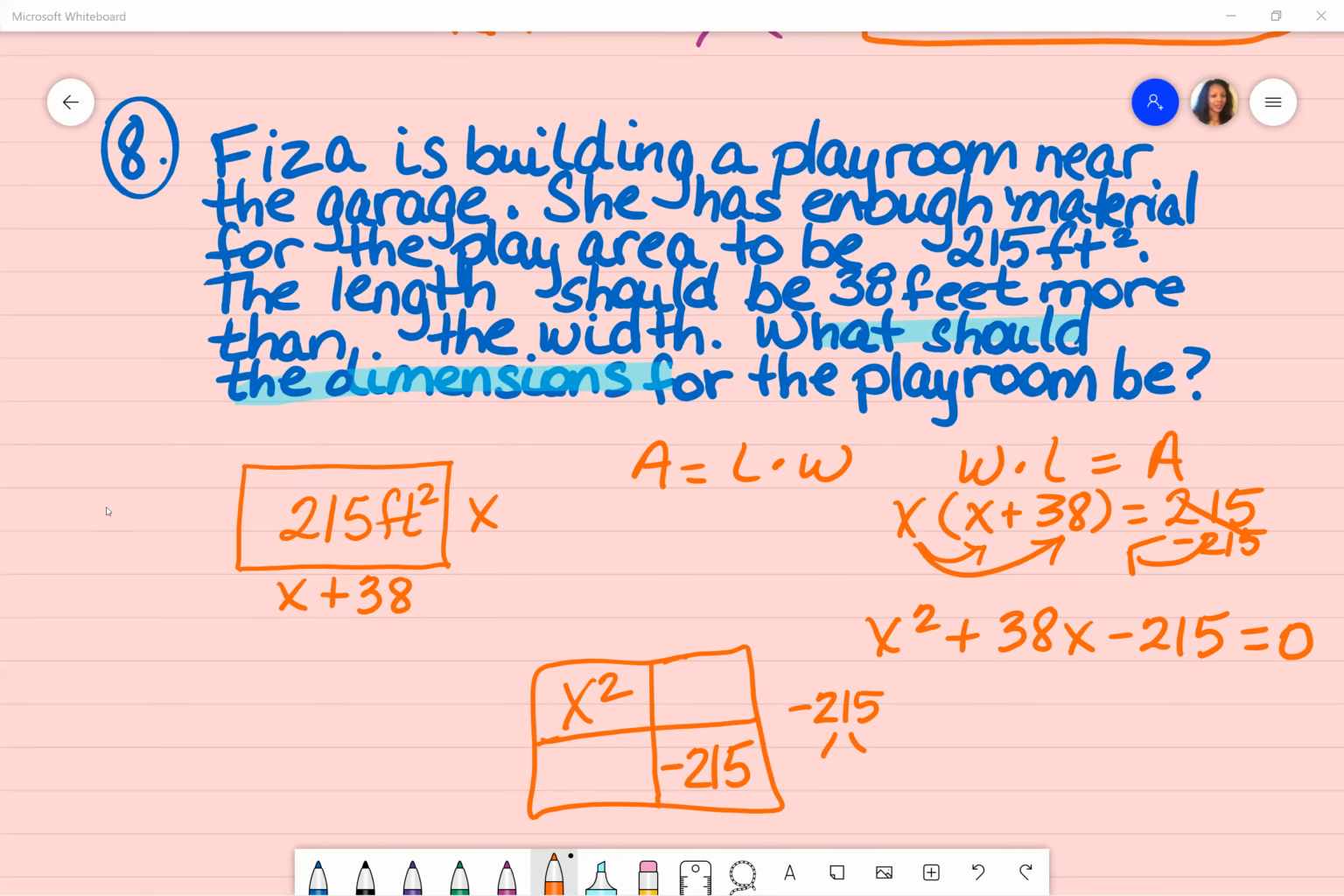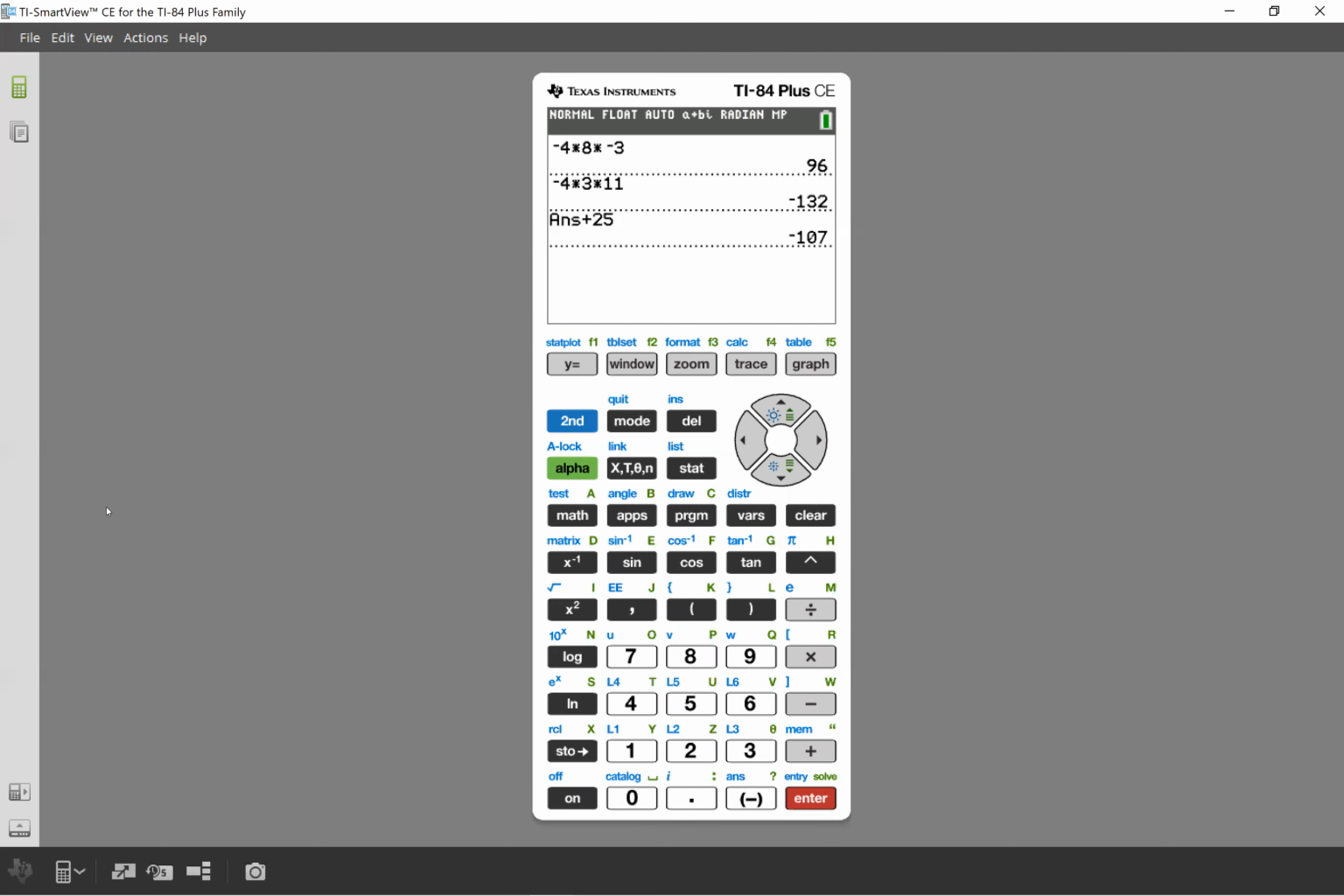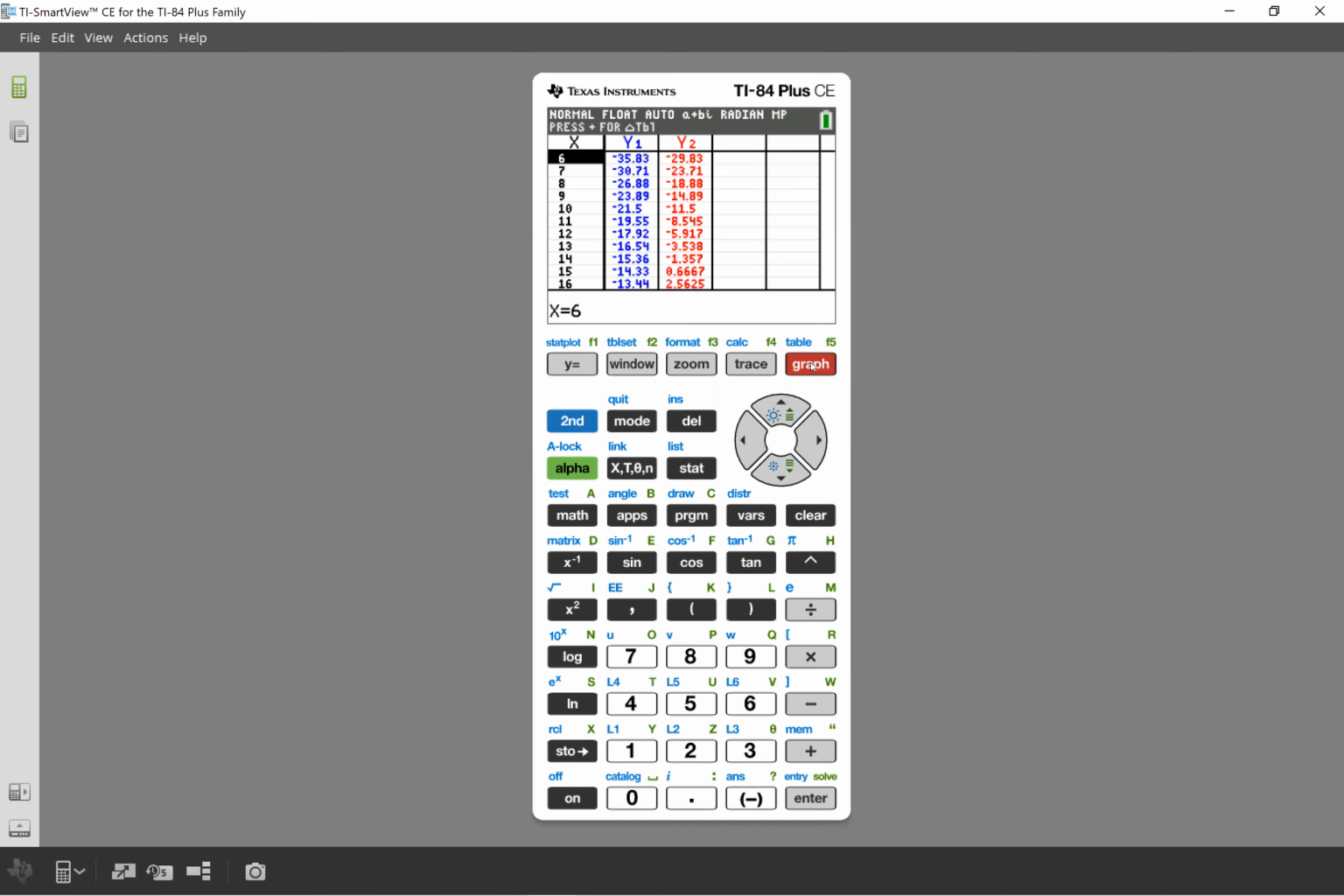Let's go back to my calculator. On the calculator, I'm going to go to Y equals and type in negative 215 and divide that by X. Go down to the next line and do the exact same thing, but this time I have to add an X. What I'm going to do is go to second table. I'm going to look in my third column. What am I looking for? Positive 38. So where it's red, I'm going to go over and look for a positive 38.